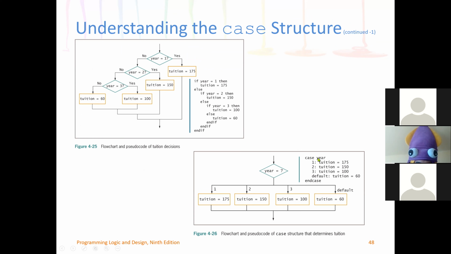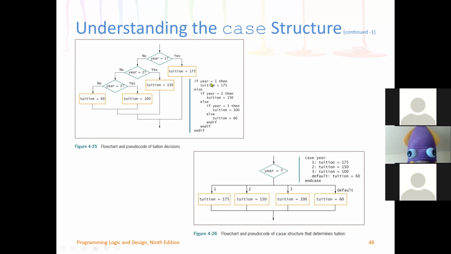But for example, here, let's say I have a year. We say that if you are in the first year, you pay 175. Second year, you pay 150. Third year, you pay 100. If you are not in year 1, 2, or 3, then by default, you pay 60. So this is like if else.